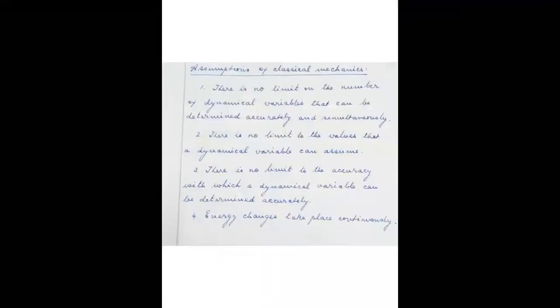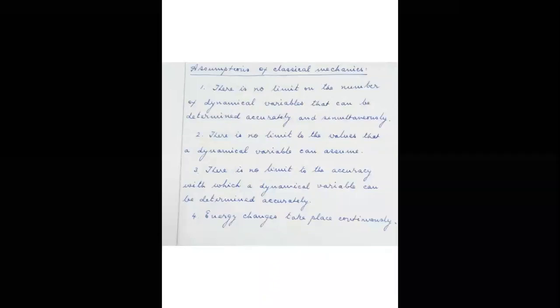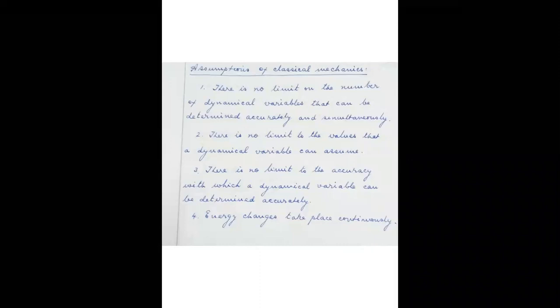There is no limit on the number of dynamical variables that can be determined accurately and simultaneously. At the same time, you can measure any number of dynamical variables. So that is the first assumption. The second assumption: there is no limit to the values that the dynamical variables can assume. It can assume any amount of value, any large number. The third assumption: there is no limit to the accuracy with which a dynamical variable can be determined, which means that you can measure any dynamical variable very accurately and simultaneously. And also, energy changes take place in a continuous fashion. So these are the four important assumptions of classical mechanics.